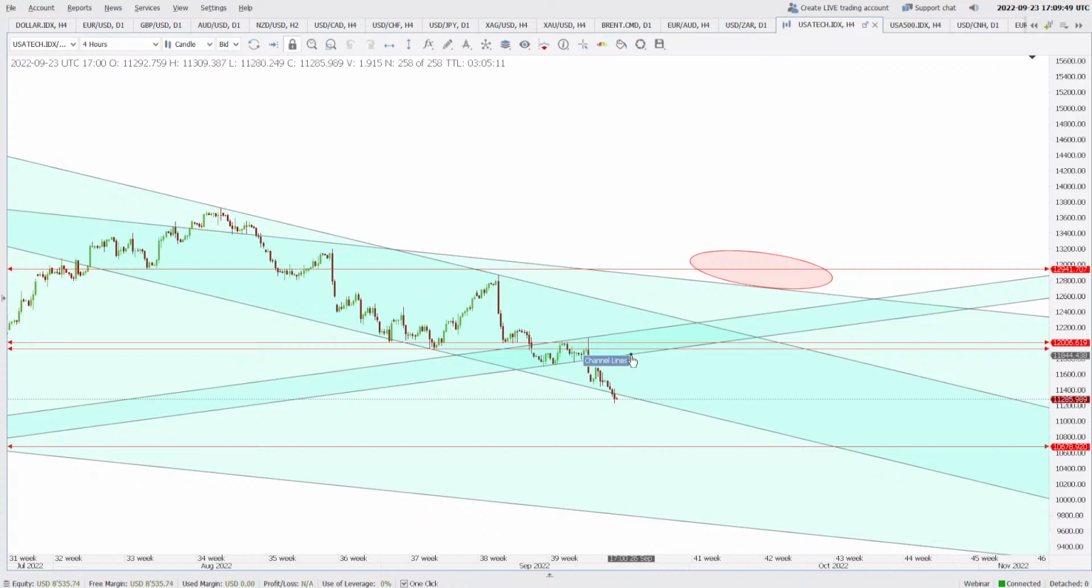Even if the price starts going up, I think the 11,923 level to 12,006 level is going to be a very good resistance for this one.